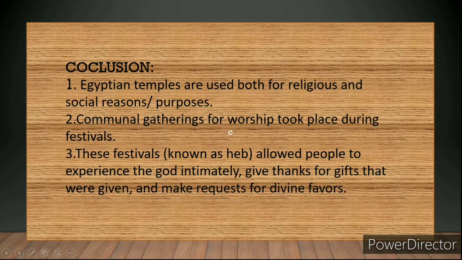And in conclusion, Egyptian temples are used both for religious and social purposes. Egyptian temples were built for the official worship of the gods and in commemoration of the pharaohs in ancient Egypt and regions under Egyptian control. Temples were seen as houses for the gods or kings to whom they were dedicated.